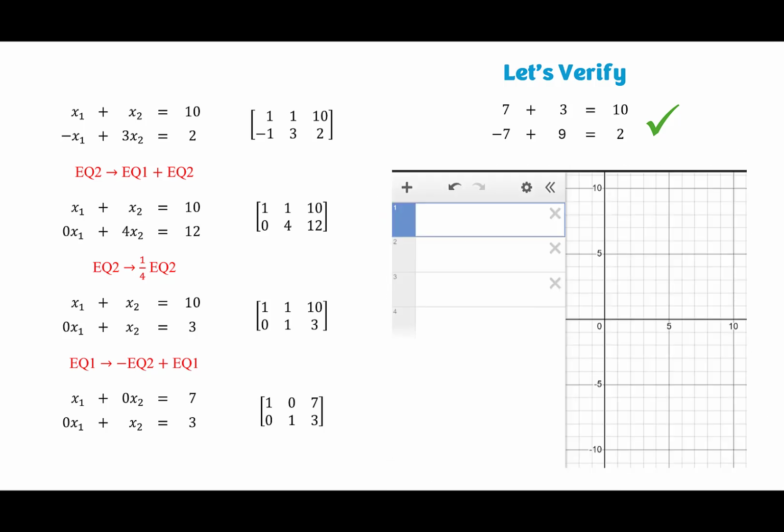We can think about what is happening with this system visually by graphing our two equations. I'm in Desmos here, and Desmos doesn't like the variable names x1 and x2, so I'm going to use x and y. So our first equation would be x plus y is equal to 10, and the second equation would be negative x plus 3y is equal to 2.